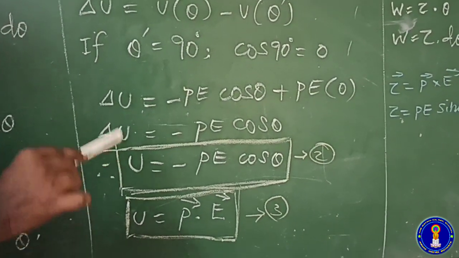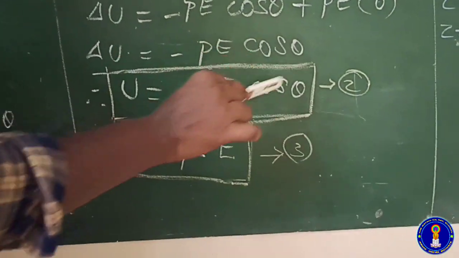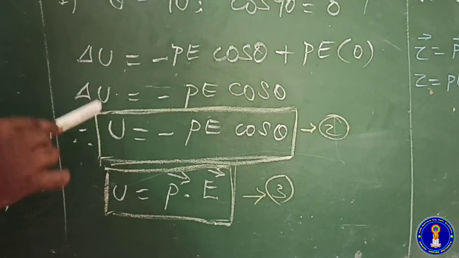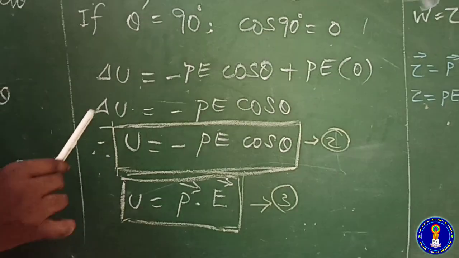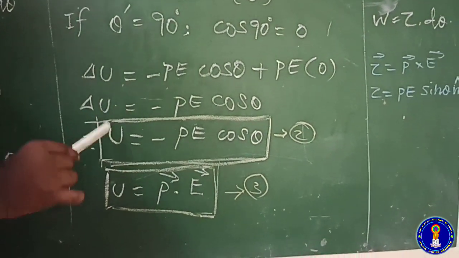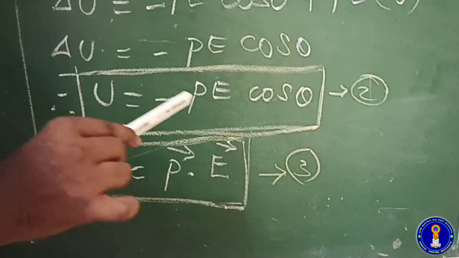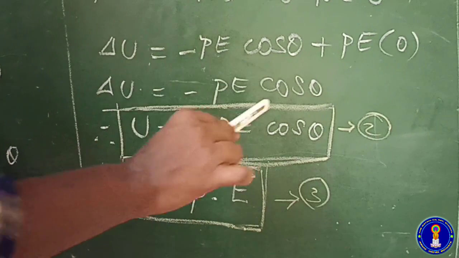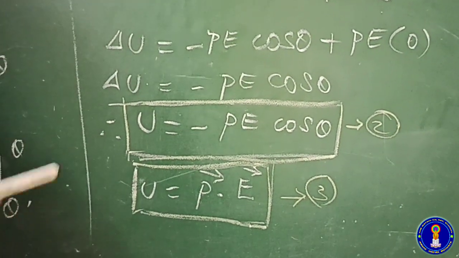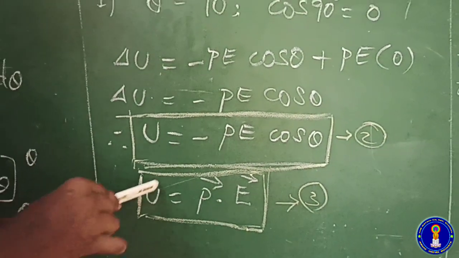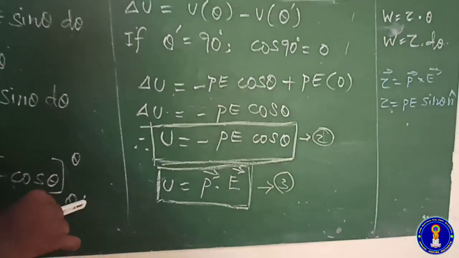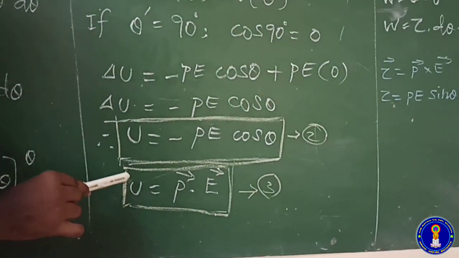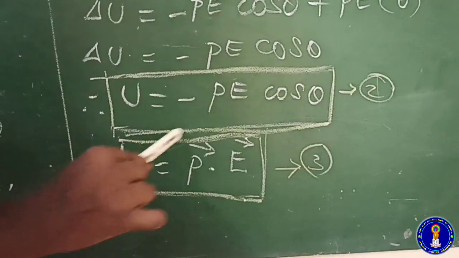This is the potential energy stored in the system of dipoles, very important in a uniform electric field. That means this is the total electrostatic potential energy stored in the system of an electric dipole when kept in a uniform electric field. In vector form you write this equation: U is equal to p vector dot E vector. So see the equation p vector dot E vector, that means the electrostatic potential energy is represented by a dot product.